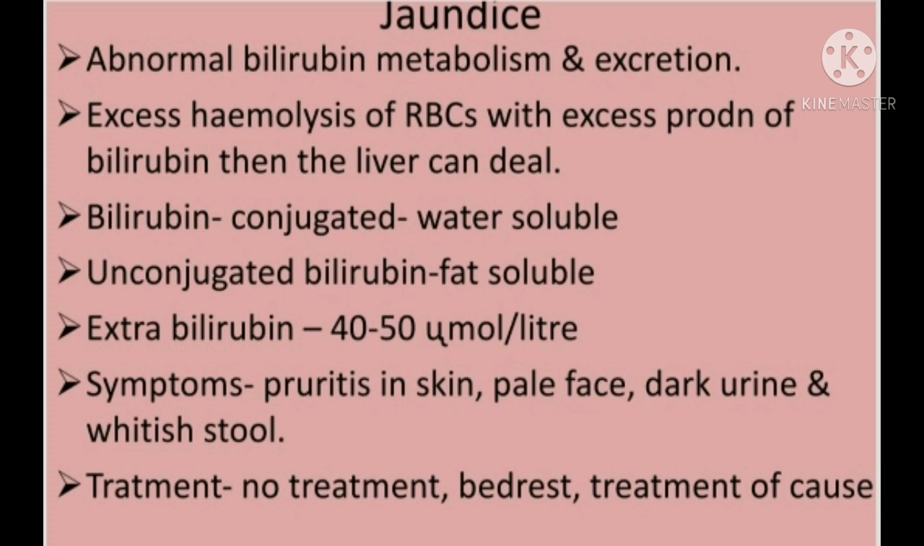Now moving on to the first point under jaundice. Jaundice is abnormal bilirubin metabolism and excretion. When there is an abnormal increase or decrease in bilirubin production, bilirubin being a pigment secreted from the liver, and the doctor sees the abnormality in the production of bilirubin and its excretion too, then this condition is called jaundice.